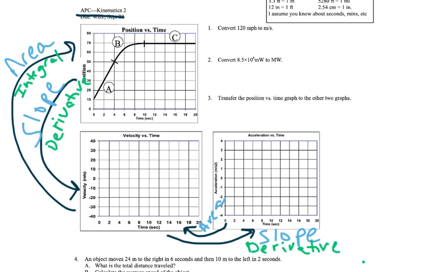Okay, so right now, to transfer a graph, I'm looking at this position time graph at the top, and I'm going to transfer it to a velocity time graph first. Take it in parts, okay?